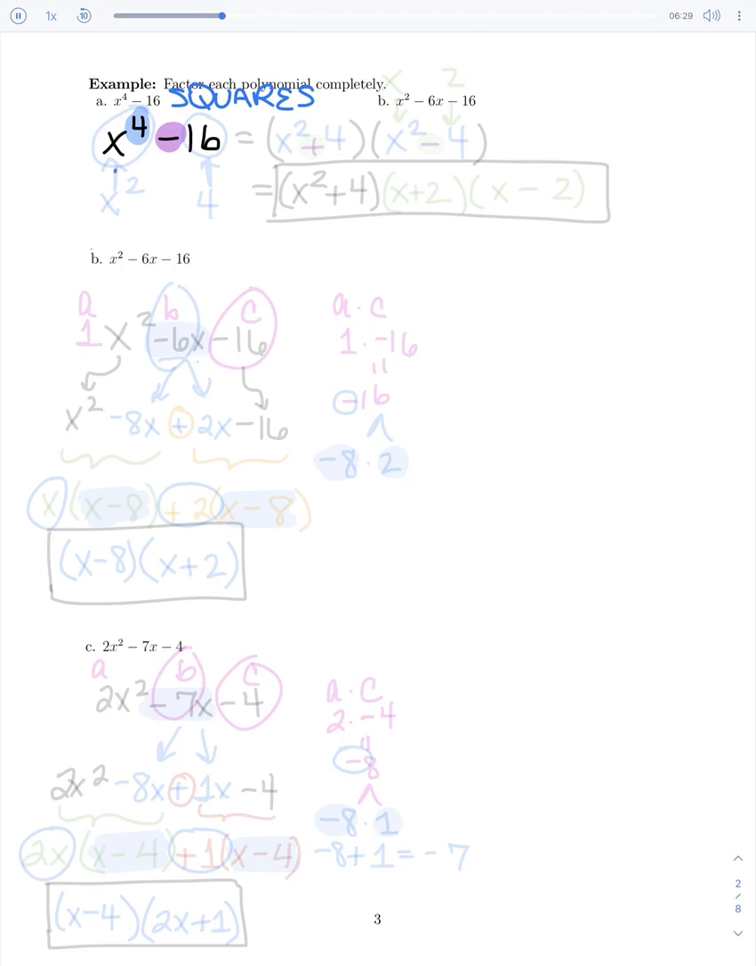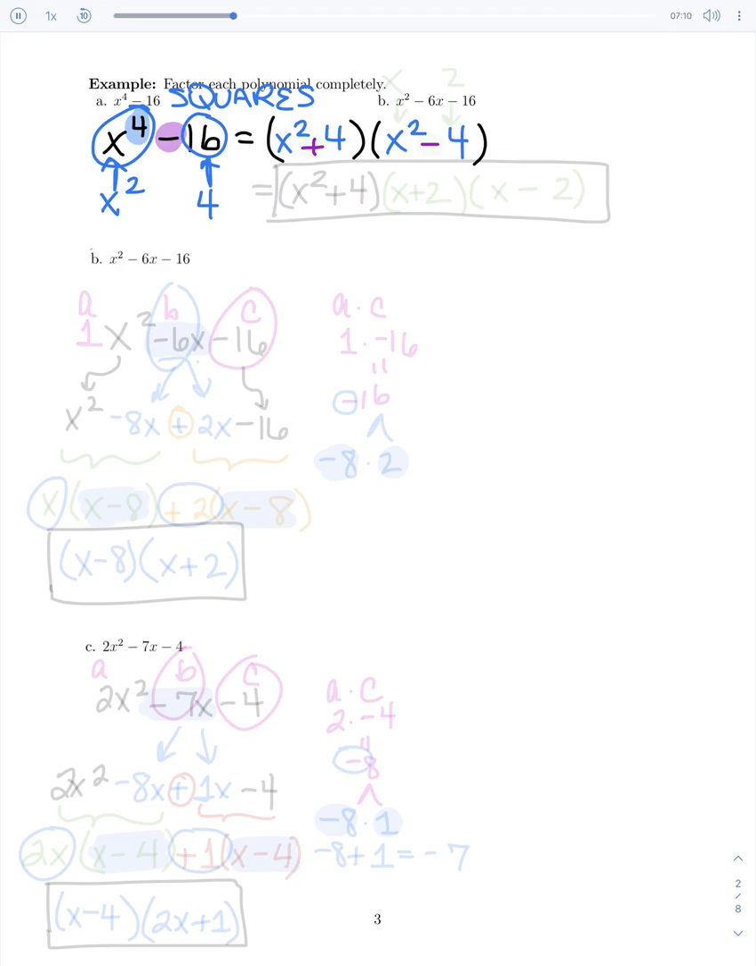So then I need to decide what's squared in each piece, or what do I need 2 of? Well, how do I get the x to the fourth? I need to square an x squared. And what do I need to square to get 16? The number 4. So that will help me factor out my difference of 2 squares. In both slots, I'll have an x squared and a 4. Remember with squares, you'll have one that's a plus and one that's a minus.